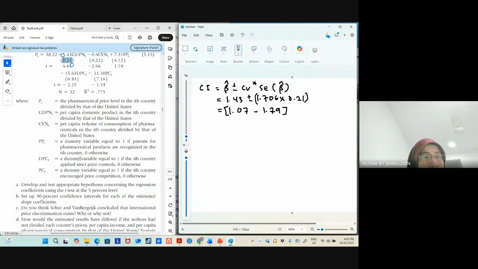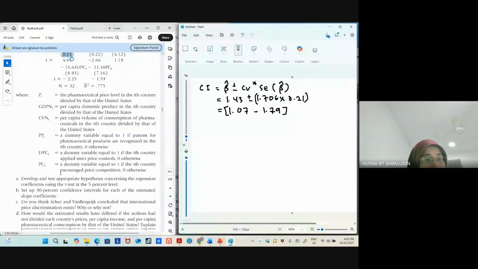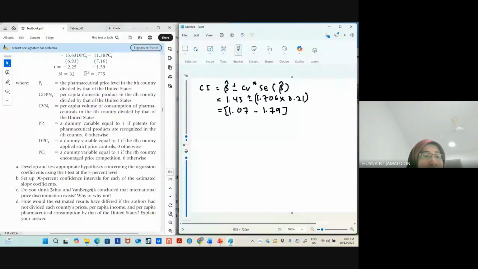Okay, next. What's next? Number C. I don't know how to pronounce this. Short and Peter just now concluded that international price discrimination exists. So what will be your answer for this? Can you conclude that international price discrimination exists? Remember, they want to test whether this pharmaceutical industry applies price discrimination. So what will you say?